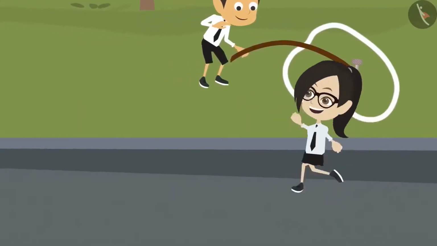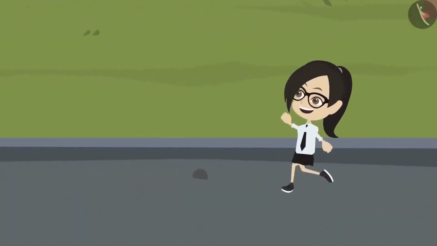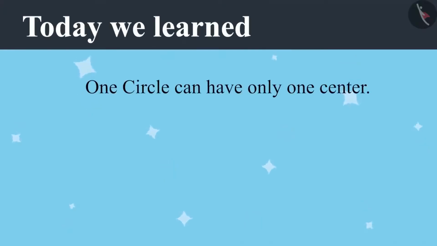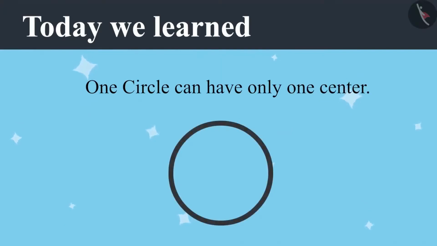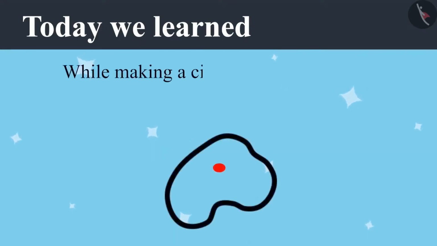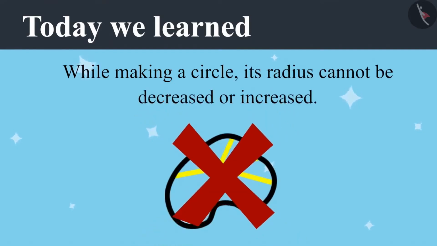Vandana is happy today because she helped Ayushman and Riyansh. She told Ayushman that a circle can have only one center and told Riyansh that while making a circle, its radius cannot be decreased or increased. If you pay attention in your class, you will not have to repeat your work like Riyansh and Ayushman.